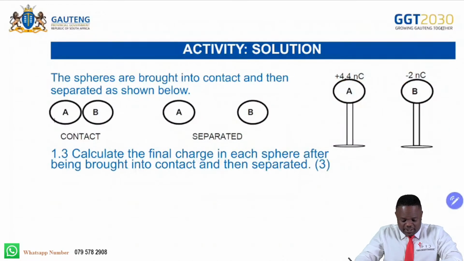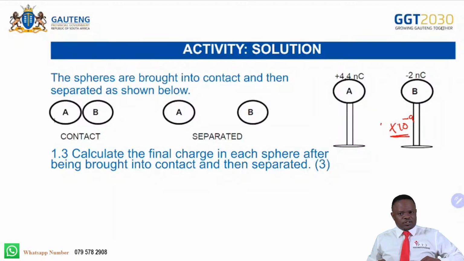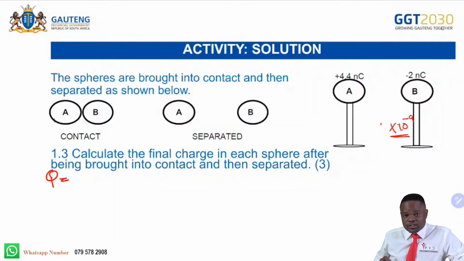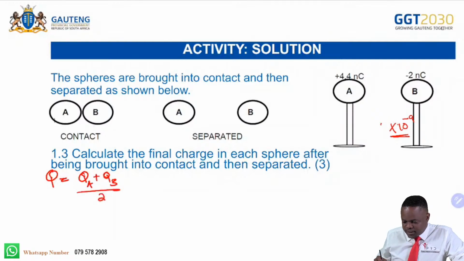And then the last part there, our calculation. Calculate the final charge on our sphere. I hope there you were able to recall that our nanocoulomb is to the magnitude of 10 to the power negative 9. So our final charge, how do we get the final charge after they are separated? Your formula, remember we said your Q, which is the final charge, is the net charge, that is QA plus your QP divided by 2.